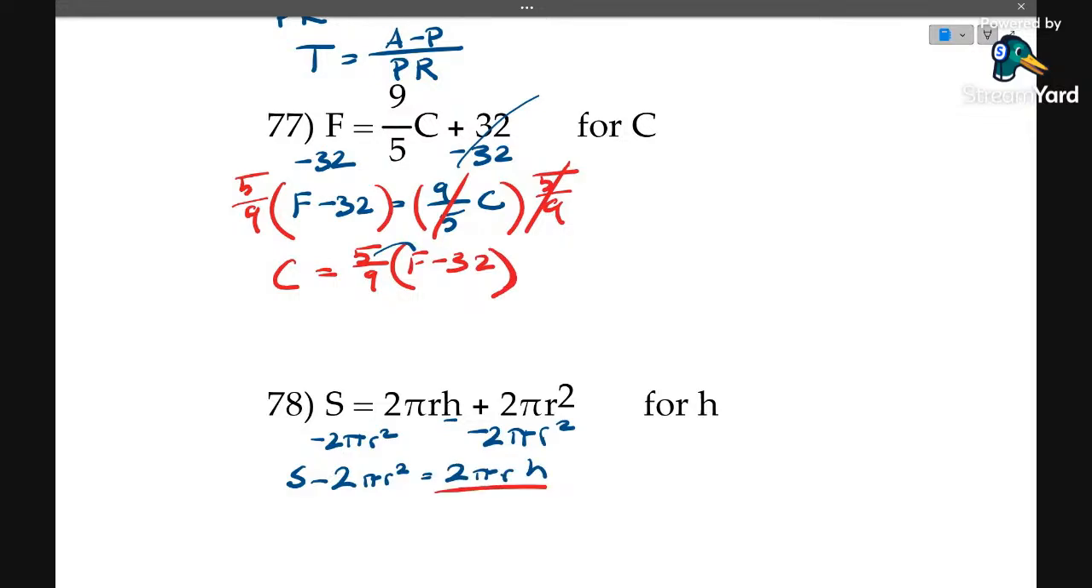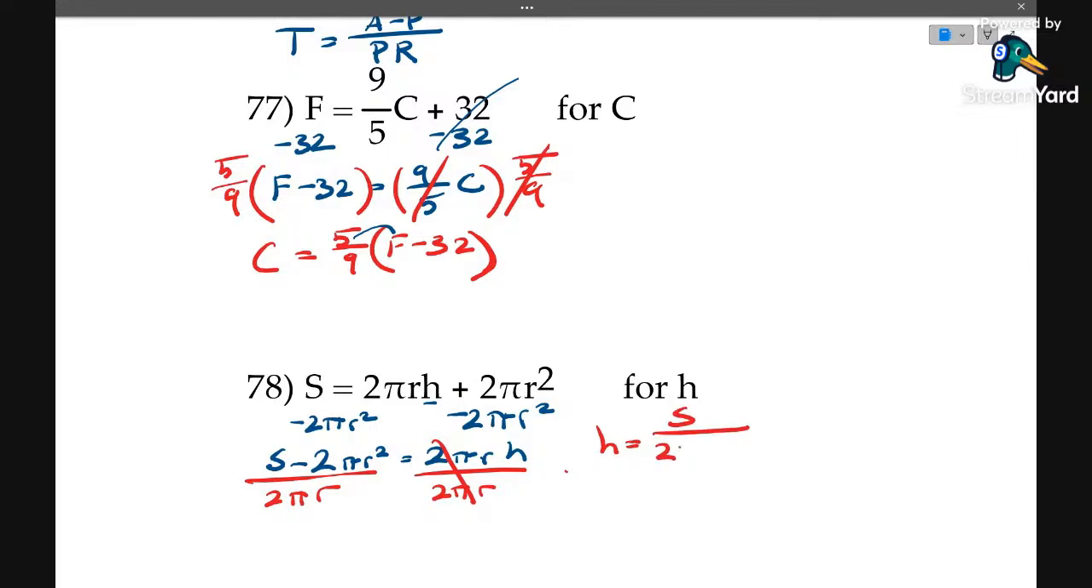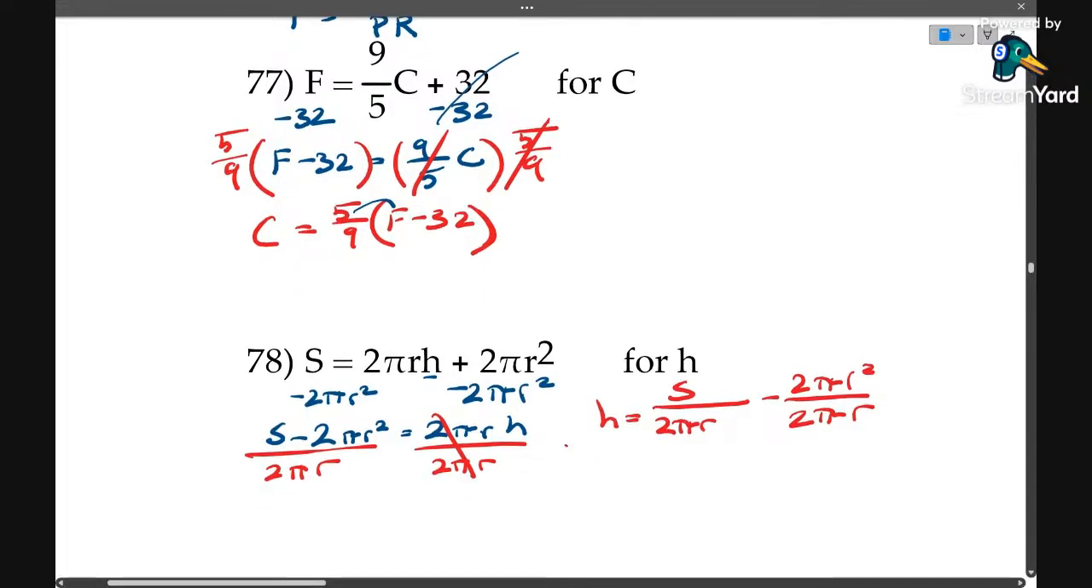And then we can go ahead and divide both sides by 2 pi r. So h will equal, and so both terms are going to be divided by 2 pi r. And we're going to split them because one of our terms does have some common factors that allows us to simplify rather than writing it as one single fraction.